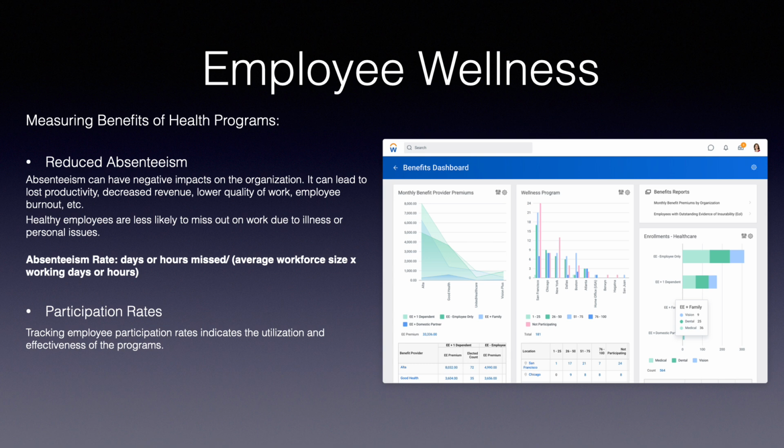And then we can also look at participation rates. So we want to look at if we're putting these incentives in place, if we're putting these programs in place, how many of them are actually using it? Is it effective? Is it something that is being discussed, something that they know we have, right? So Workday can really help us track this too. On this dashboard, you can see how many team members are participating in different wellness programs. We can also see the cost of our benefits and what those premiums are. So really good for us to keep track and see how our team members are doing when it comes to their health.